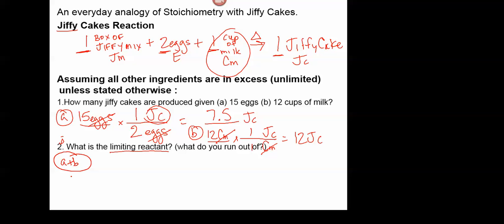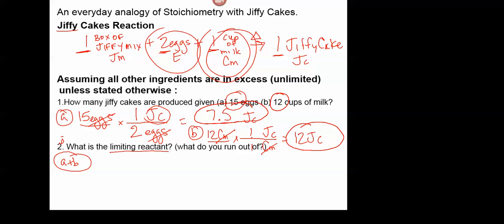And this is easier to see if I put the scenarios A and B above together. So if I have 15 eggs, 12 cups of milk, and unlimited Jiffy mix, what am I going to run out of first? Obviously not the Jiffy mix. It's got to be either the eggs or the cups of milk. There's a couple ways I can do this. I can look at the ratio between eggs and cups of milk, and I see that I need twice as many eggs as cups of milk. And looking at my numbers, 15 eggs and 12 cups of milk, this is not 2 times as many as cups of milk. So I'm going to run out of eggs first. The other way you can look at this is you converted both eggs and cups of milk to Jiffy Cakes. And you had 7.5 Jiffy Cakes from the eggs and 12 Jiffy Cakes from the cups of milk. The smaller number of product, in this case the 7.5 Jiffy Cakes, will always point to what limits your reaction. So in this case, we would say the limiting reactant in the A-B scenario is eggs.